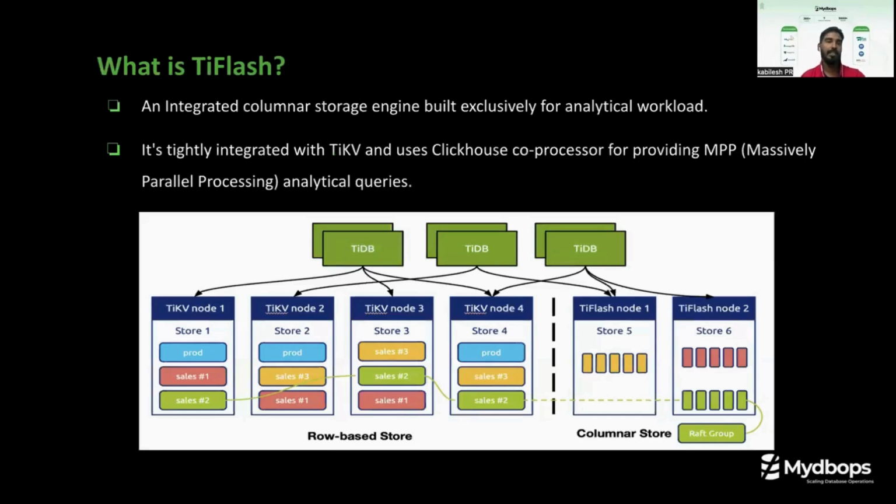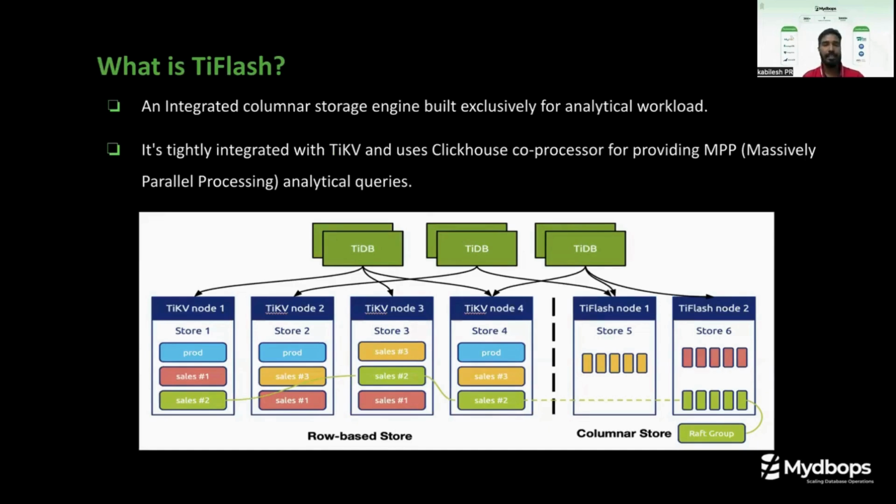Okay, as the name suggests, it's very fast with analytical workloads. TiFlash is a columnar storage engine built exclusively for analytical workloads. So if you have this, it not only supports analytics, it can also support your ongoing workloads. We'll discuss how queries are handled when the query part comes. It is tightly integrated with TiKV. That means you need a TiKV instance to create a TiFlash, because it syncs the data from TiKV.